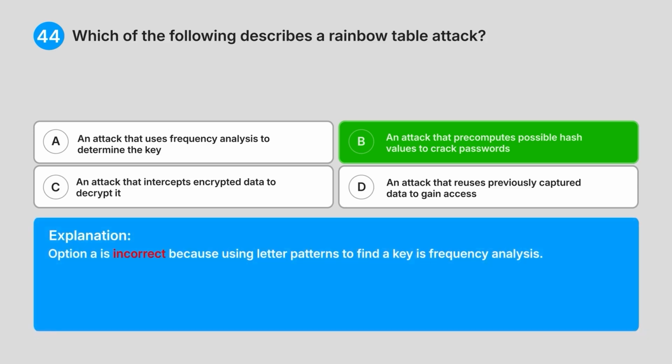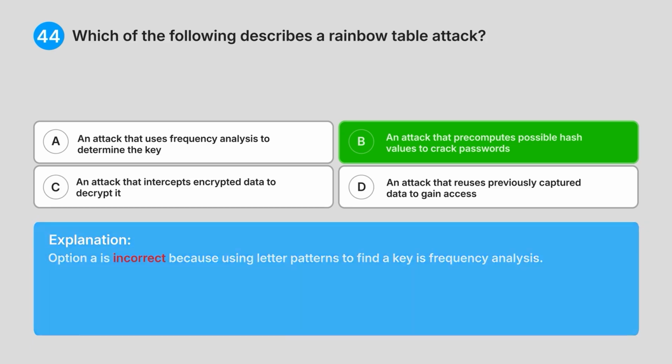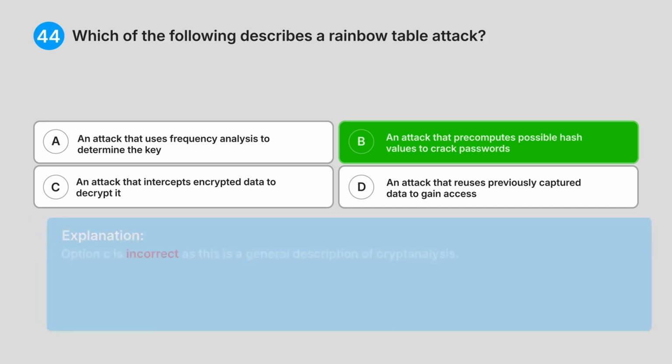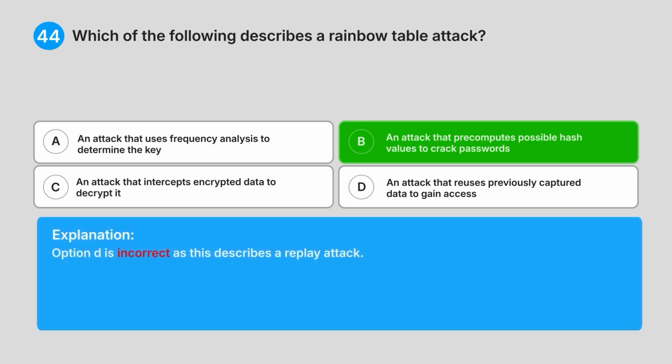Option A is incorrect because using letter patterns to find a key is frequency analysis. Option C is incorrect as this is a general description of cryptanalysis. Option D is incorrect as this describes a replay attack.